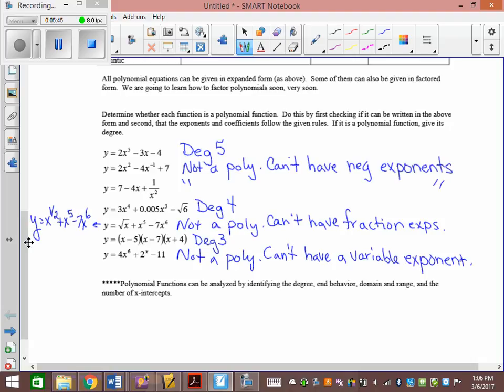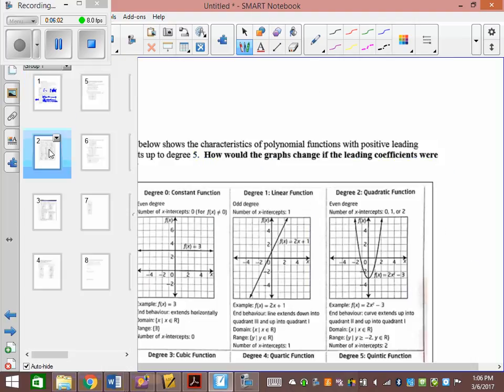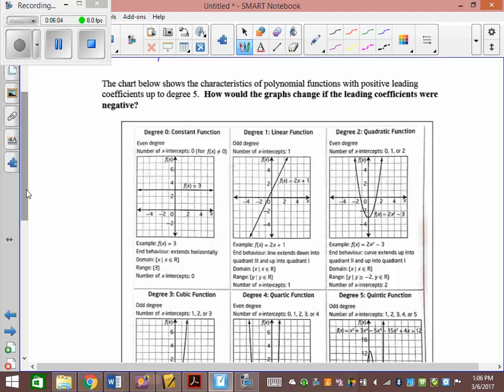Polynomial functions can be analyzed by identifying the degree and behavior, domain and range, and the number of x-intercepts, which we're going to go into. So the chart below shows the characteristics of polynomial functions with positive leading coefficients up to degree 5. So all of these have positive leading coefficients.